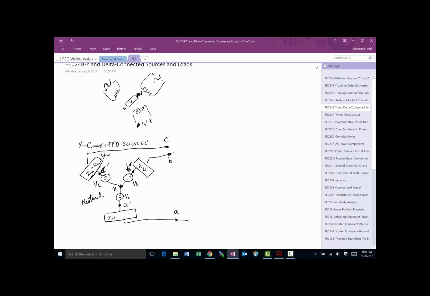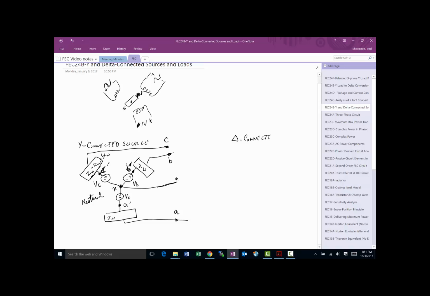In order to transmit the full circuit, in this case, I'm going to need four wires, because I need the neutral line, the A line, the B line, and the C line. The other option is delta connected.